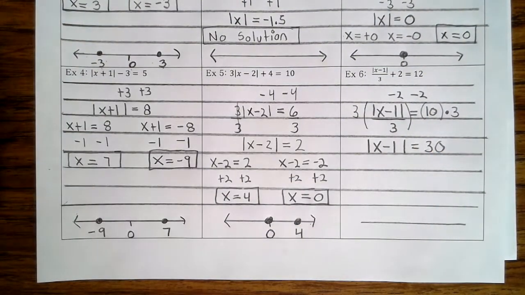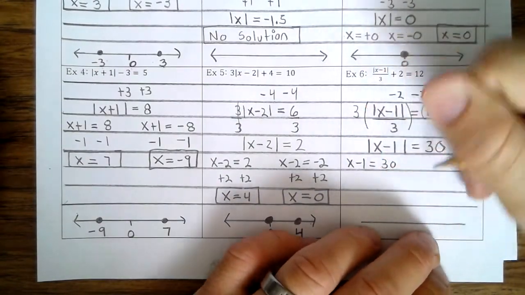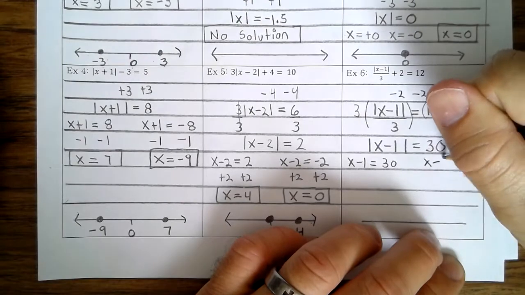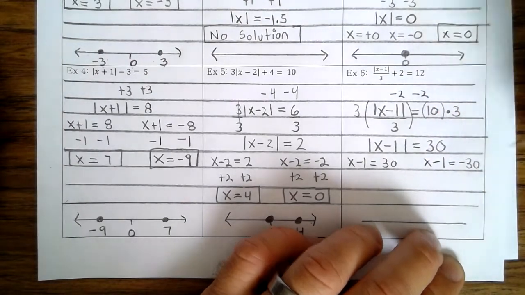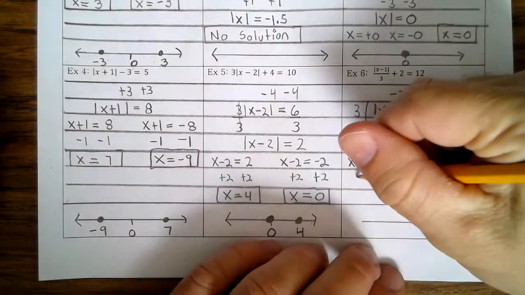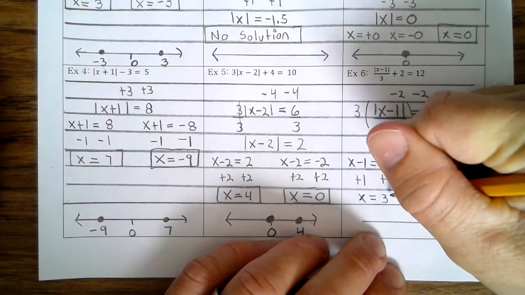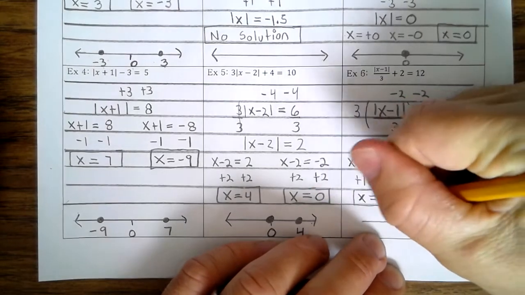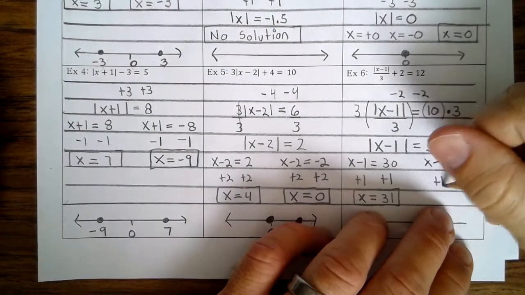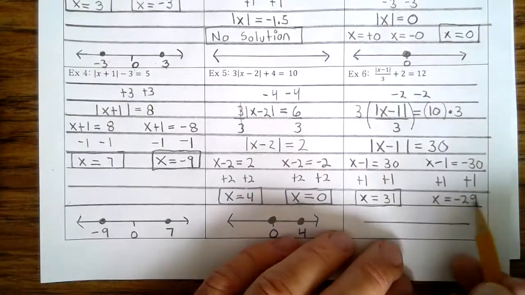Now the absolute value is isolated, and we apply the definition. So x minus 1 equals positive 30. X minus 1 equals negative 30. And we solve. So we add 1 to both sides. X equals 31. And then add 1 to both sides. X equals negative 29.